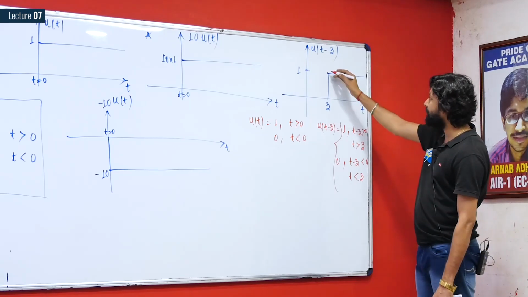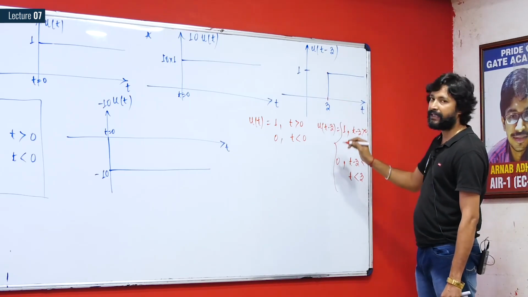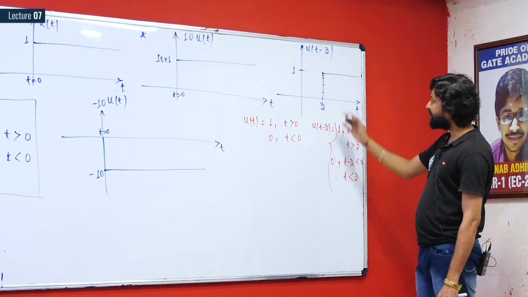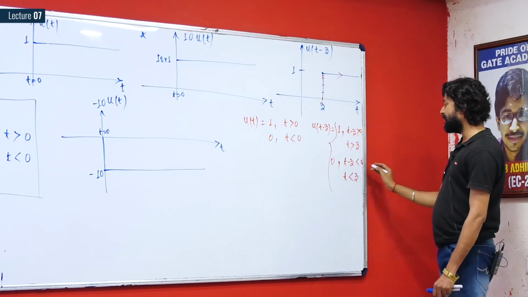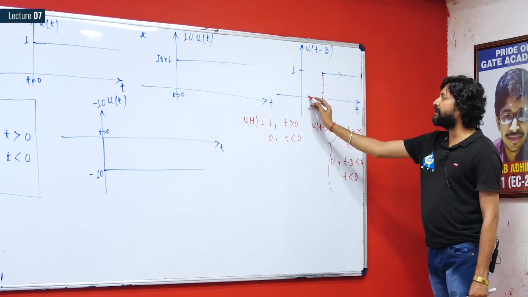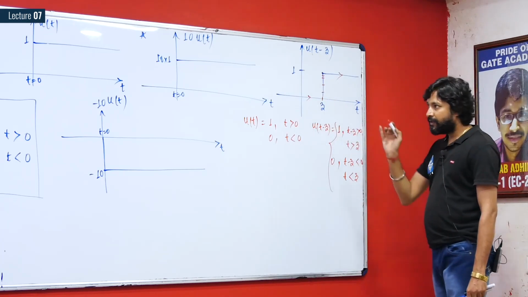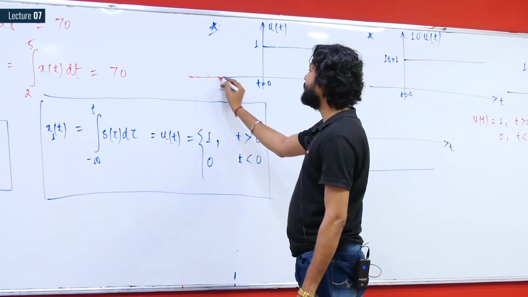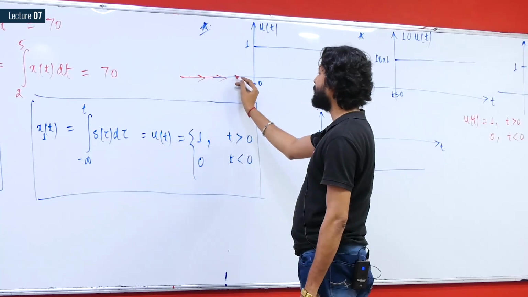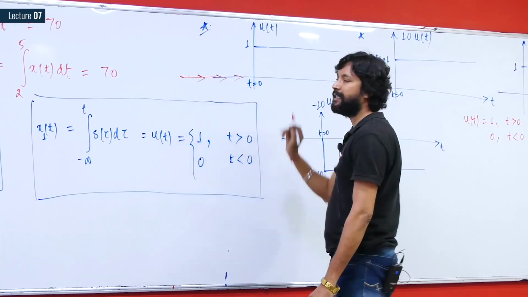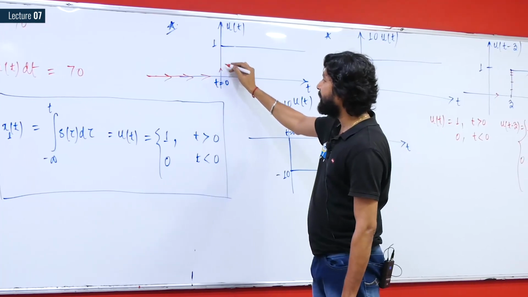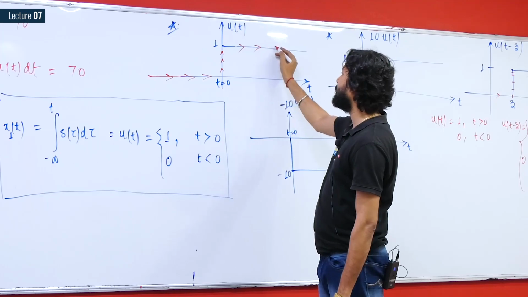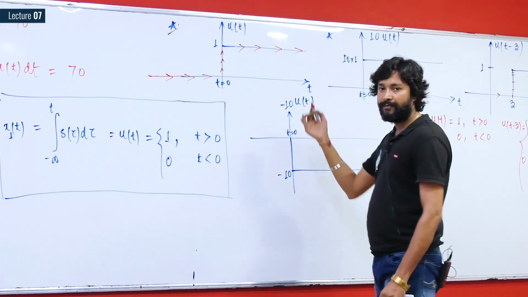So we can plot u of t minus 3 like this. This is the point of discontinuity where the signal is discontinuous, changing its value from 0 to 1. After t equals 3, the signal is constant at plus 1. Before t equals 3, the signal is constant at 0. If you see the basic shape of this step function, it is constant at 0 from minus infinity to t equals 0. There is a discontinuity at t equals 0, and after t equals 0, the signal is again constant at value 1.